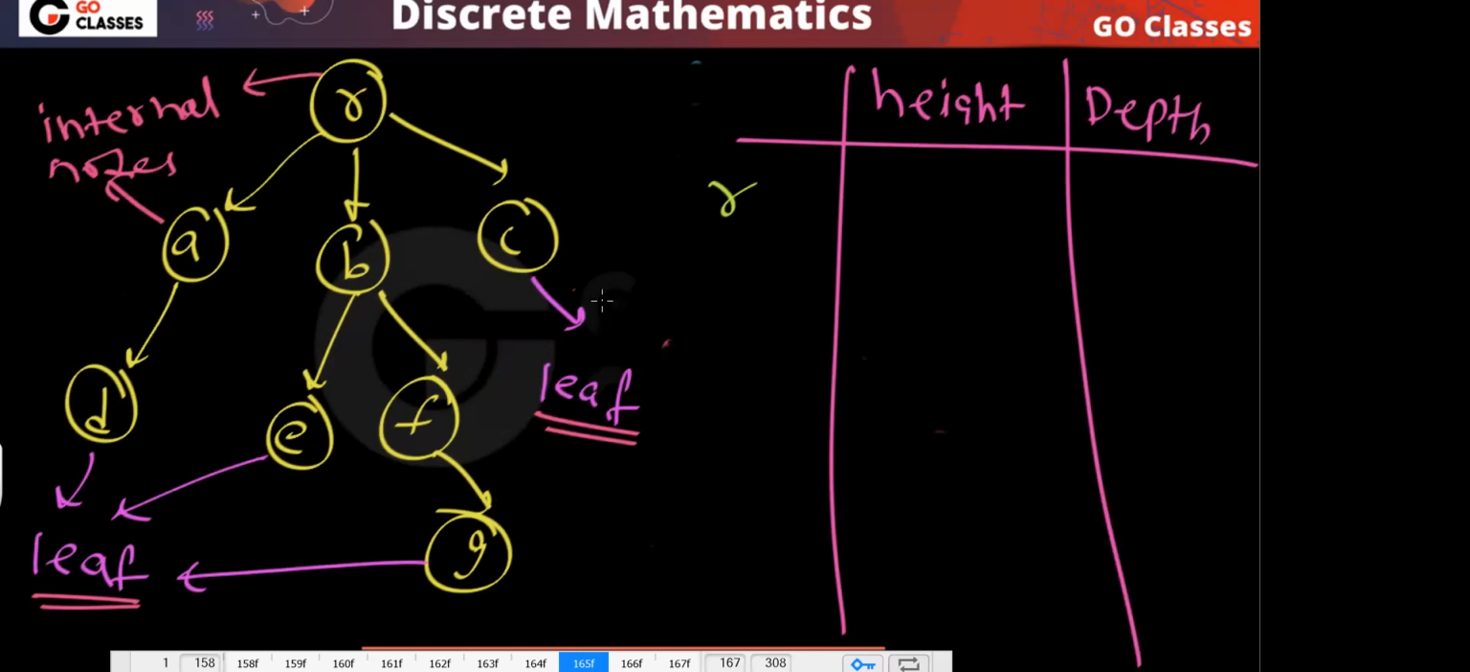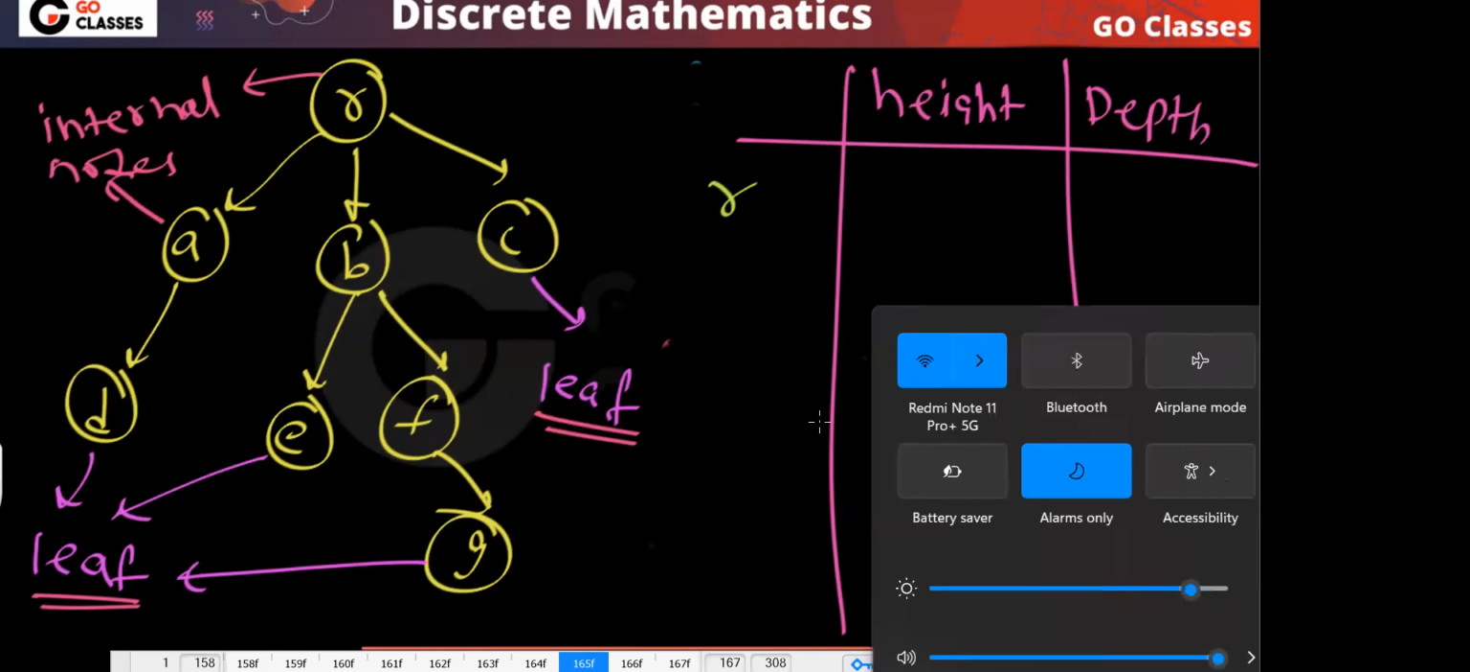So tell me, what is the height of R? If you want to check height, then where will you see? You will look below. Yes or no? Tell me. So let me connect other network.